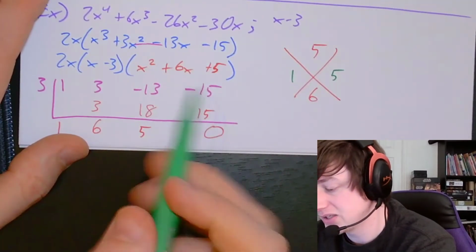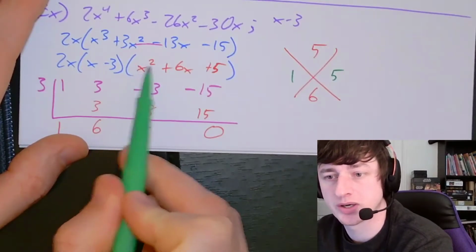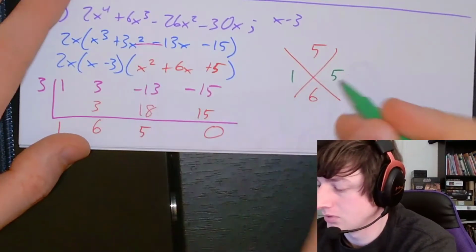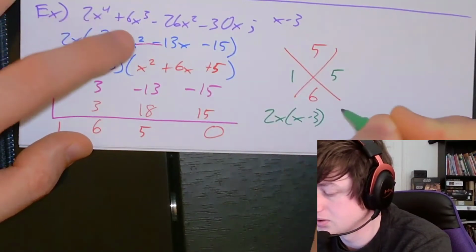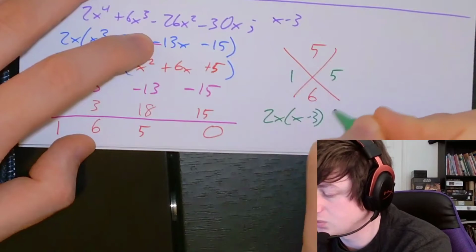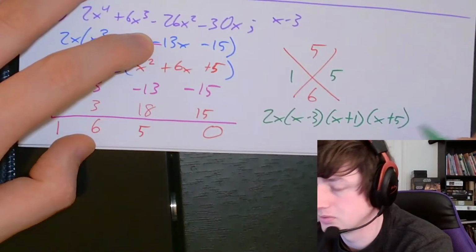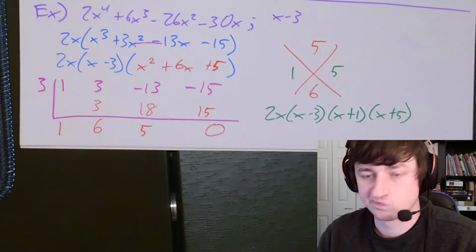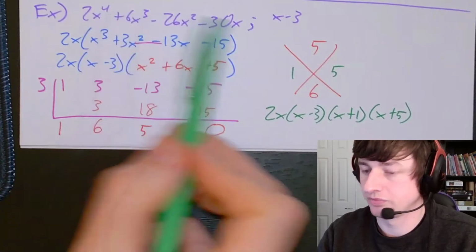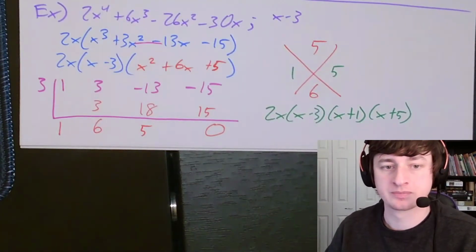And now, since a is 1, because this is 1x squared, our answer is going to be 2x times x minus 3 times x plus 1 times x plus 5. And those should be the same. Or our original problem is the same as this thing factored out.